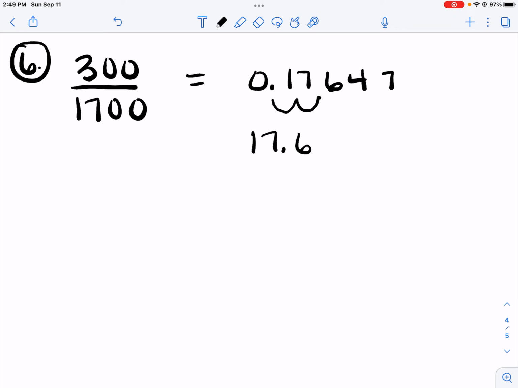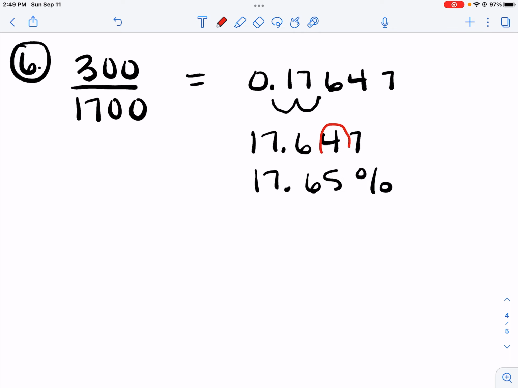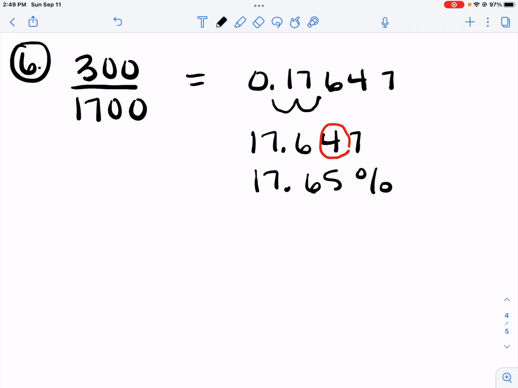Now let's just go ahead and write the whole thing out. 17.647 would be 17.65%, because that 4 is in the hundredths of a percent. And the 7 after says to go up.